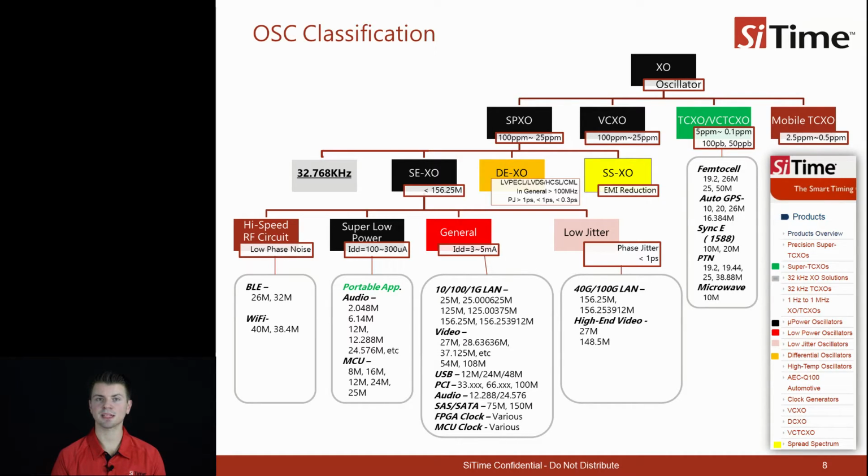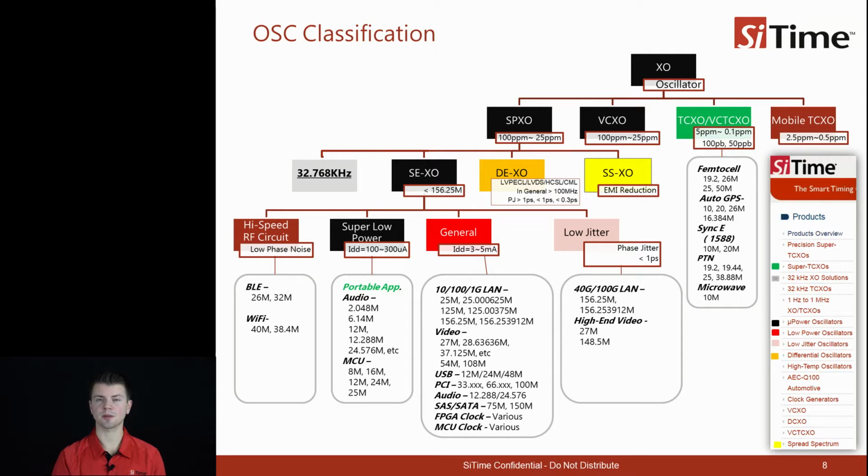Let's have a look at the SPXO categories. SE XO is a simple package oscillator with a single-ended output. These oscillators are normally offered in 4-pin packages. RF SPXOs have low phase noise, including good close-to-carrier phase noise. Super low power SPXO is used for portable applications with current in the range of 100 microamps to 300 microamps. General purpose SPXOs are used for 10, 100, and 1000 Ethernet with current in the range of 3 to 5 milliamp.